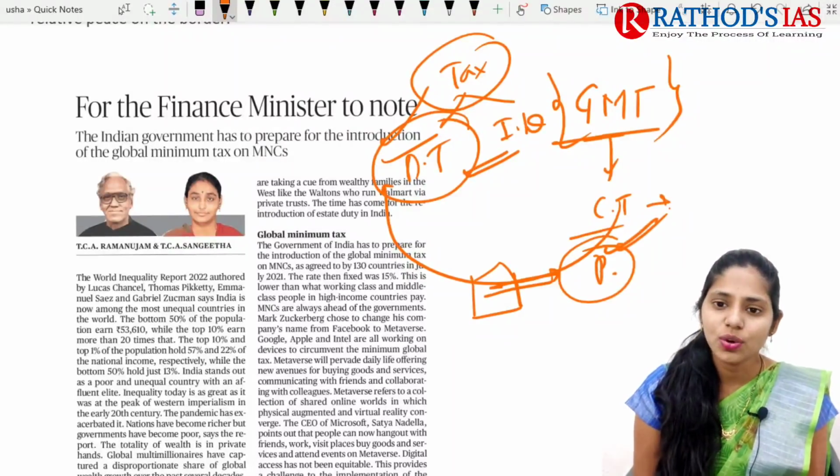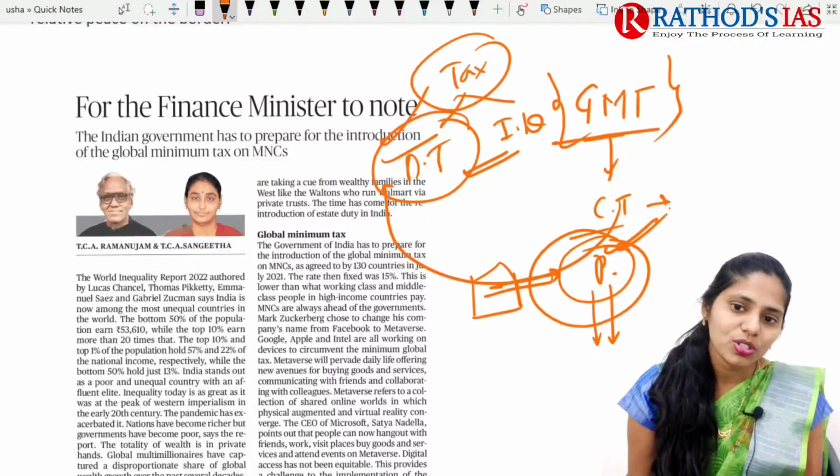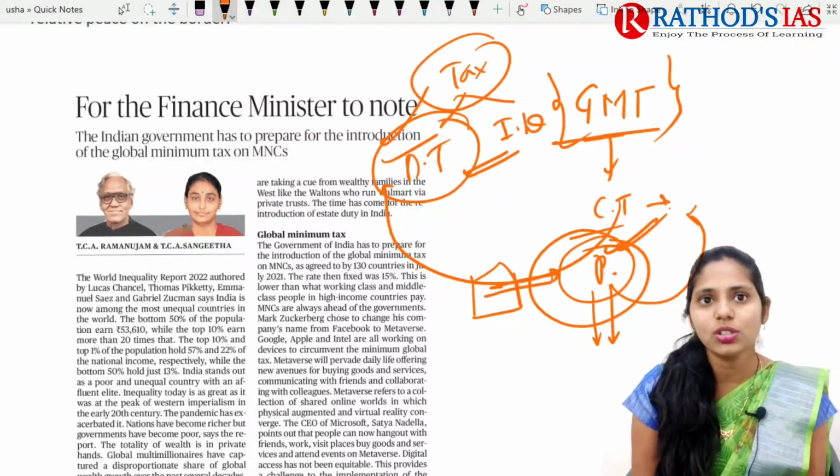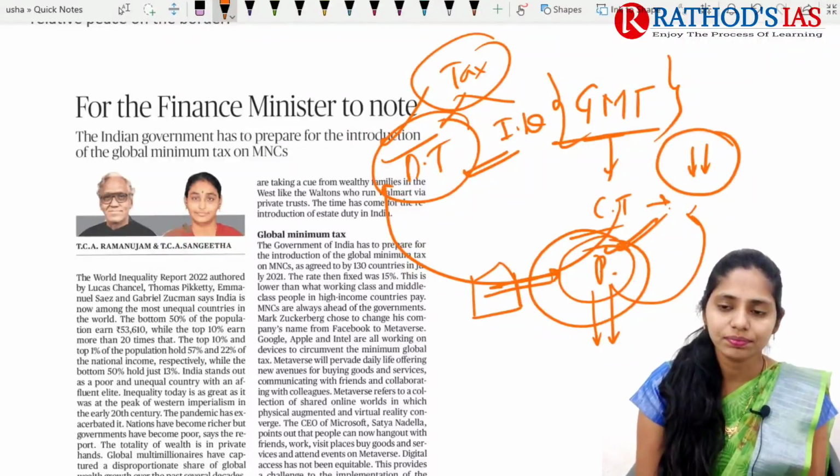But to evade the tax, whatever profit I am getting, I show that I am providing that profit to a trust. Because of this, I am evading taxes to the government. Because of this, the revenue of the government will decrease.